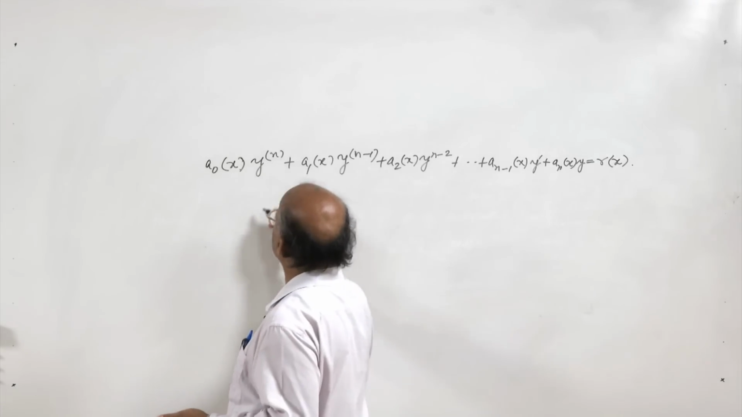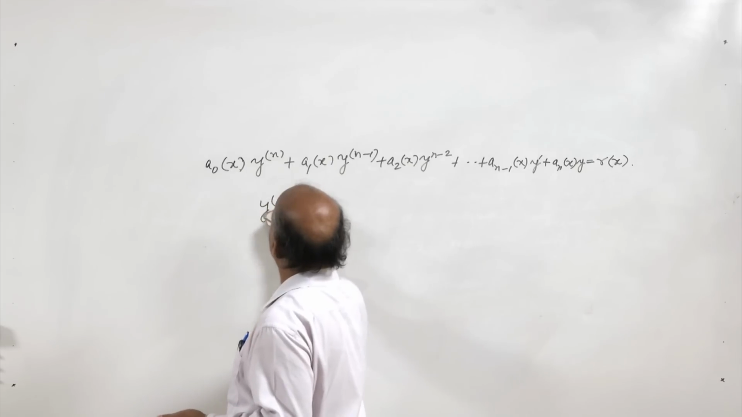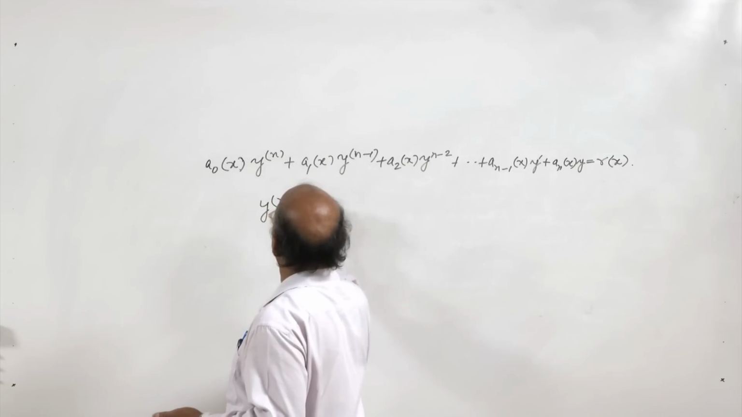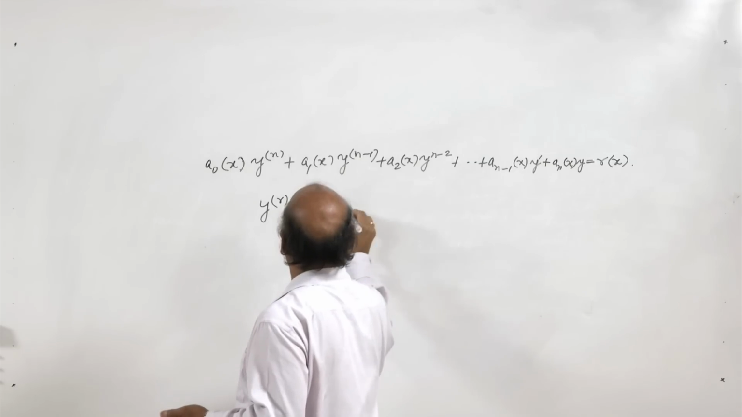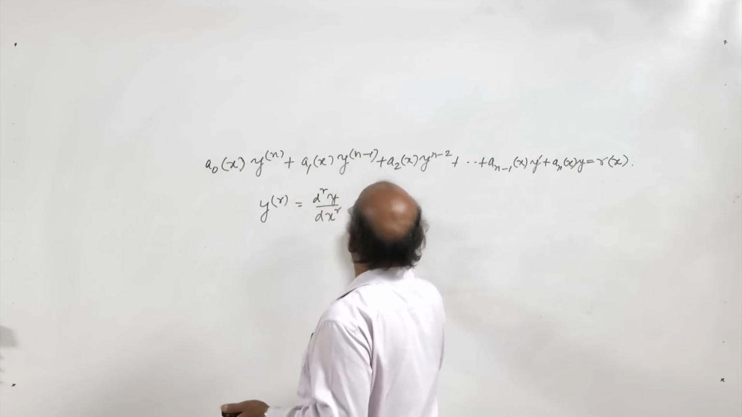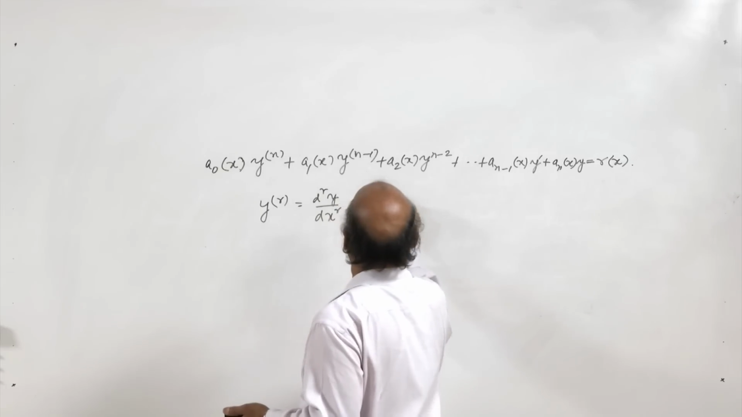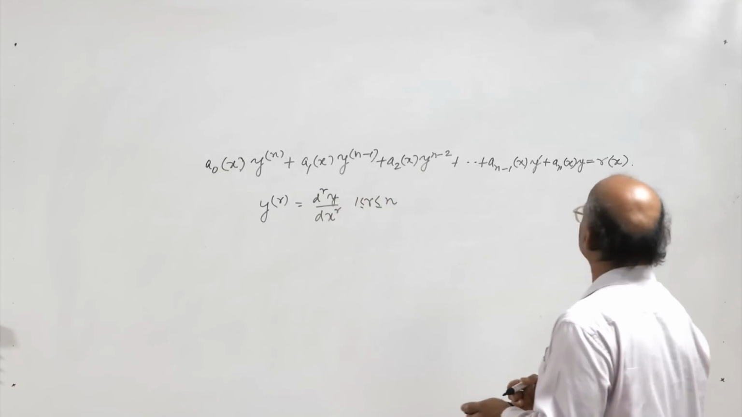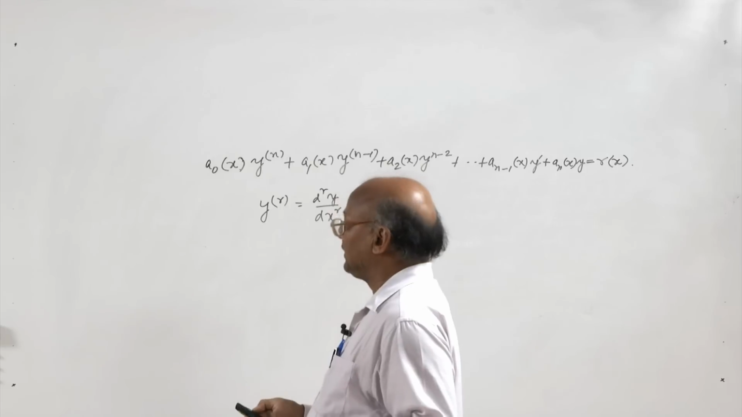y^(n) denotes the nth derivative of y with respect to x, so I mean to say y^(r) is nothing but d^r y over dx^r, where r varies from 1 to n. So this is a linear differential equation.